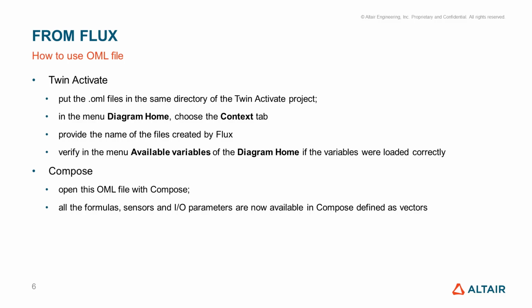Once this is done, we will now see the different steps to use this file inside Activate and Compose. We start with Activate. In Activate, the OML file and the Activate project should be in the same folder. Inside Activate, in the diagram menu Home, you choose the Context tab. You provide the name of the file created by Flux, and as a last step, you check if the variables were located correctly. Inside Compose, there is directly a possibility to open this OML file without any additional steps.